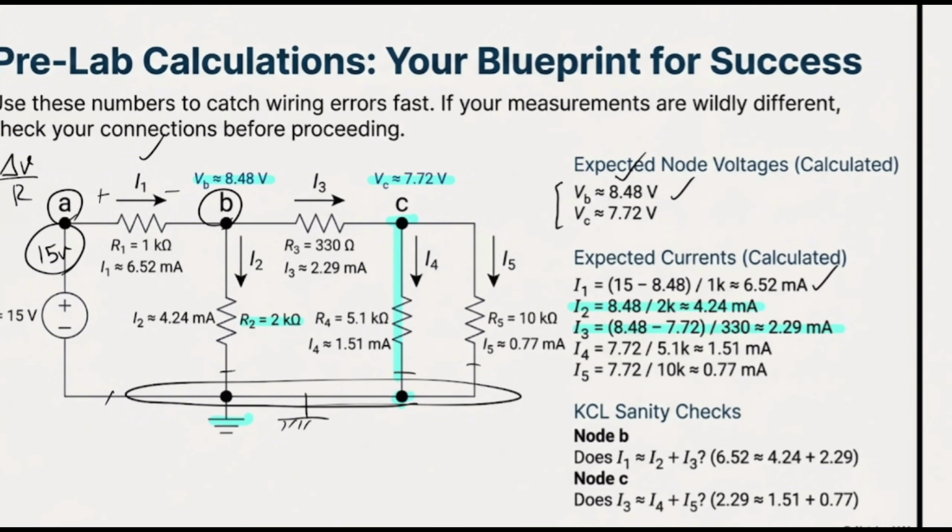As I was just talking about it, I4 is going to be VC subtracted by 0, divided by R4, and I5 is going to be VC subtracted by 0 divided by 10K. At this point, to make your work a little bit simpler, you can combine these two to find the total current. Then you can use the current divider to find I4 and I5, but since the question specifically asks to find I4 and I5, it would be better from the beginning to try not to combine them.